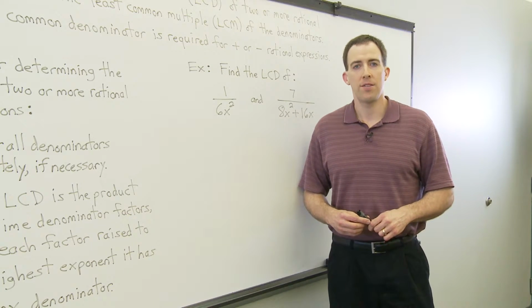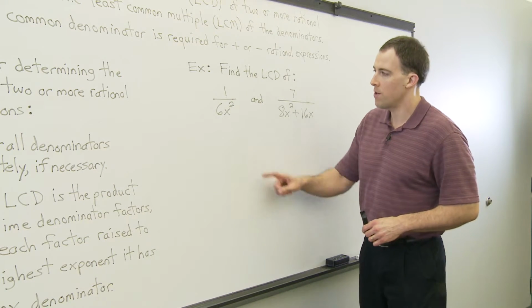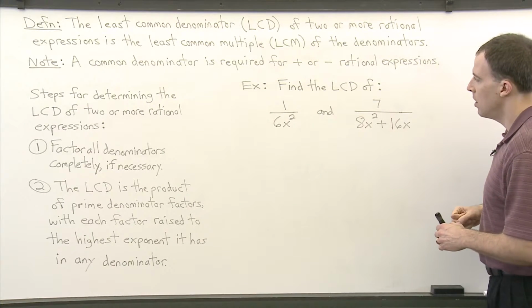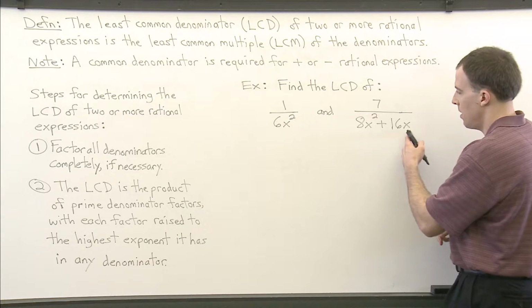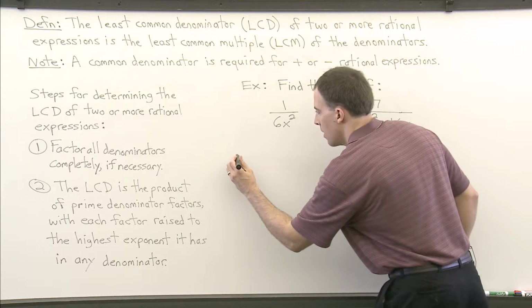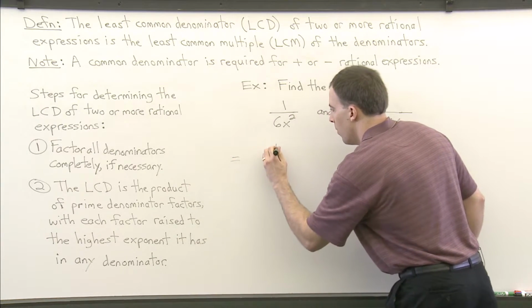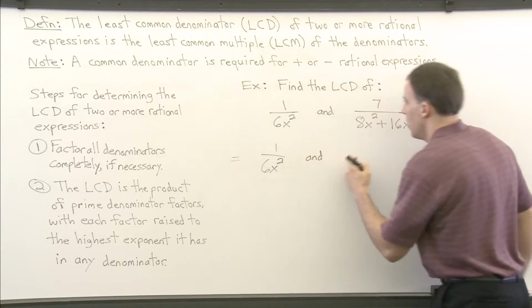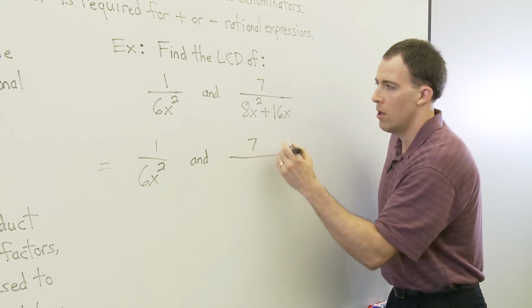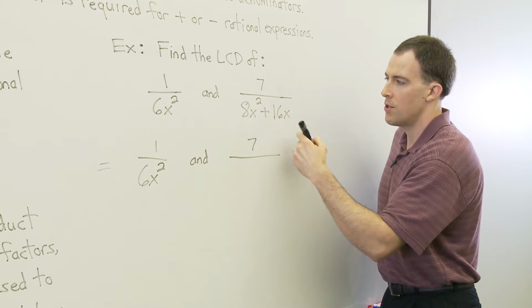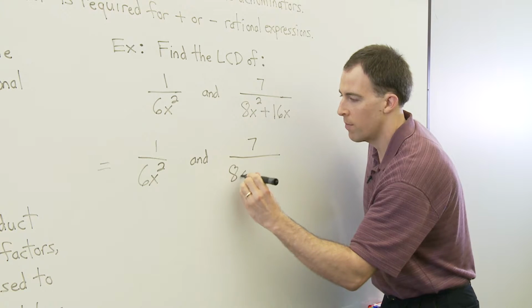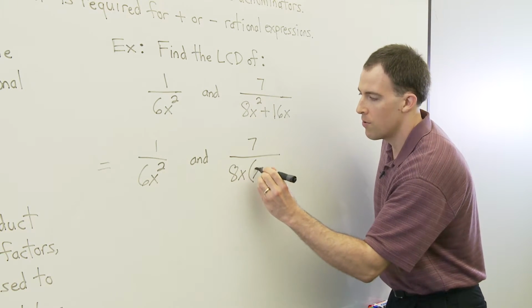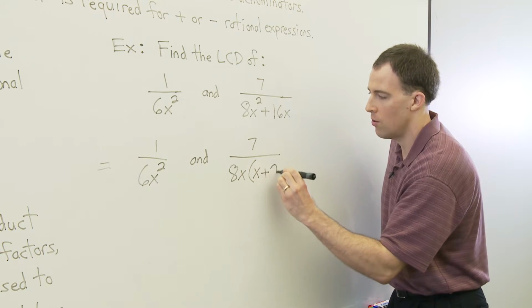In this example, we're asked to find the least common denominator of 1 over 6x squared and 7 over 8x squared plus 16x. So we first need to factor the second denominator. I noticed that we can factor the second denominator here. So we've got 1 over 6x squared and, let's see, 7 over, the common factor between these two terms appears to be 8x. So I'm going to factor out an 8x from both terms in the second denominator. That'll leave us with an x plus 2.